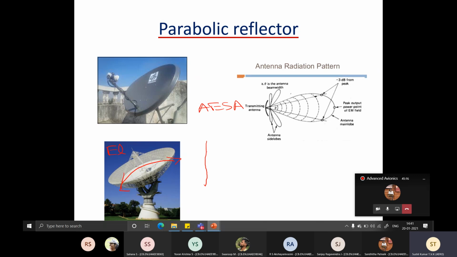You can't move it that fast. Now, instead, there is a concept called phased array. What we saw earlier was an array. Now, this is a phased array. So, instead of just having one antenna, I'll keep multiple antennas, but feed them with different phases.